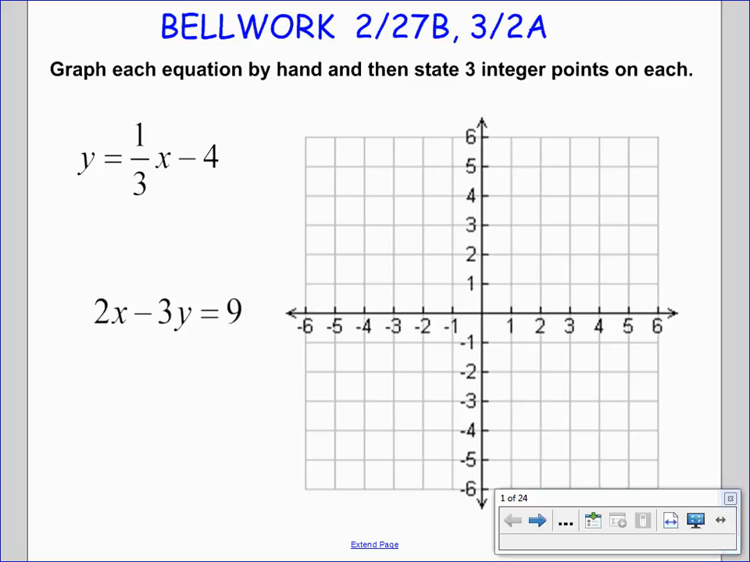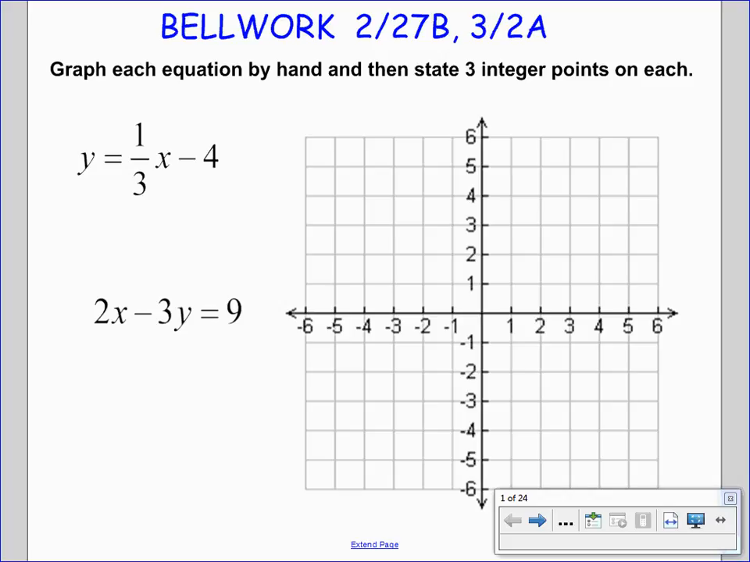Welcome, ladies and gentlemen. Let's go ahead and take a look at this morning's Bellwork. We can graph each of these equations using a different method depending upon what the problem looks like. In the first equation, y equals 1/3 x minus 4, we're all ready to graph. It's in slope-intercept form. So go ahead and share with the class when I call on you.